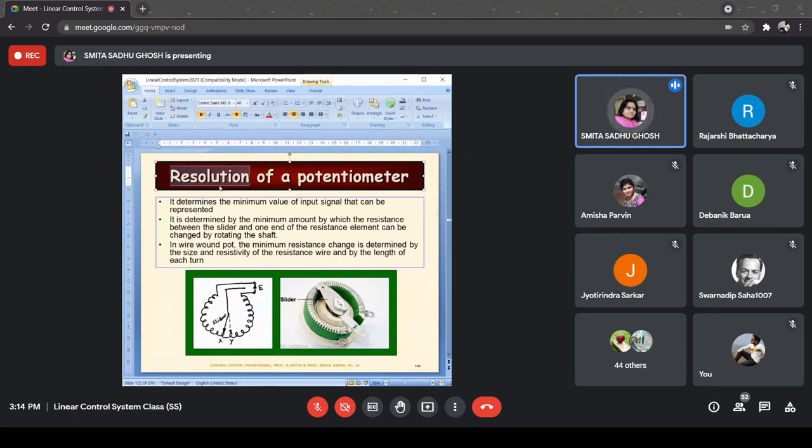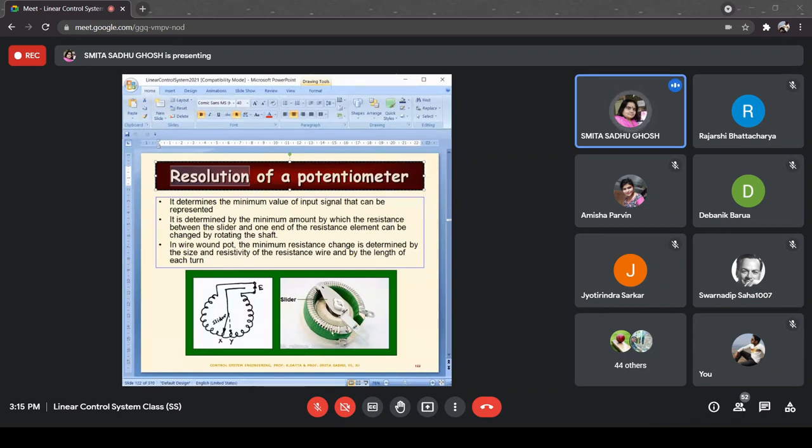That would be called the resolution of a potentiometer. So it determines the minimum value of input signal that can be represented. So what that means is that, okay, just look at this diagram. It is a very crude and hand-drawn diagram, but you can see here I have shown E, which is the applied EMF, and it's being applied across this point and this point of the circular element. This is a resistive element. Actually, I've tried to show the coils over here because it is going to be coiled in nature.